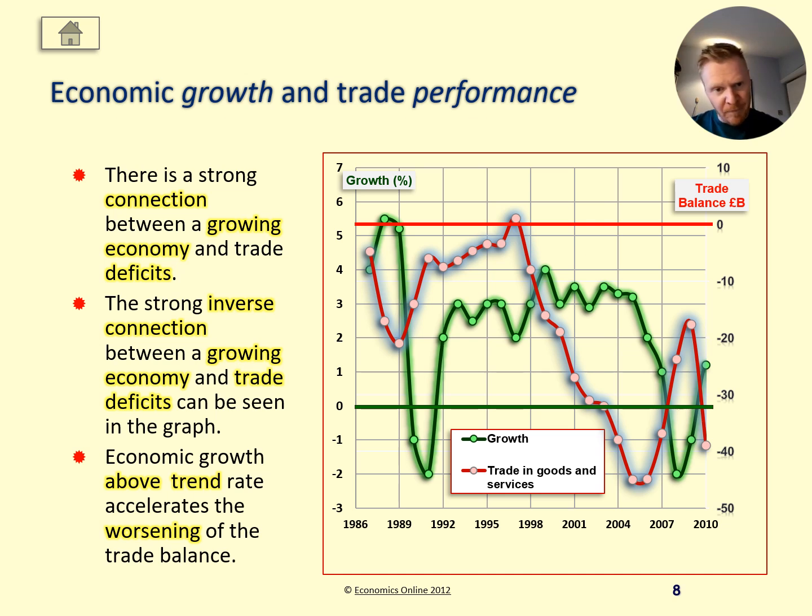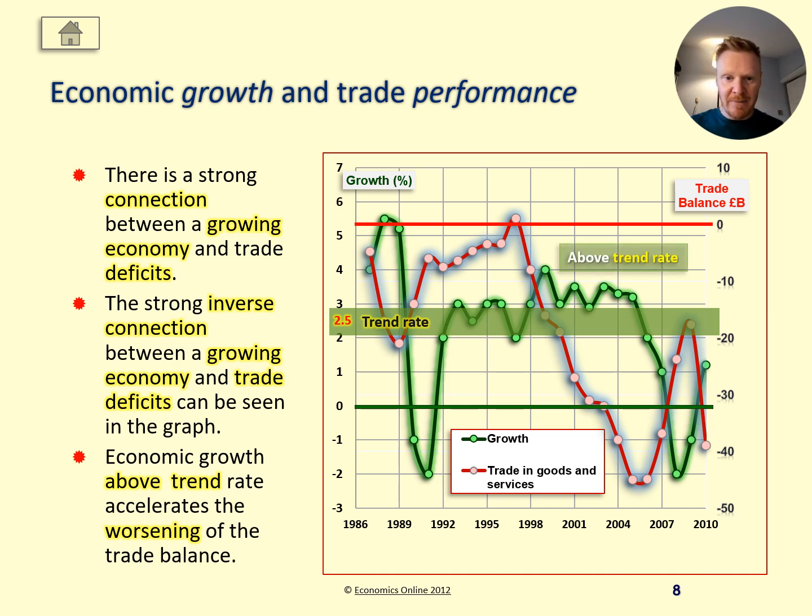So we can have a look here. Economic growth above the trend rate accelerates the worsening of the trade balance. And we've got some bits I can highlight here. 2.5 is traditionally the UK's trend rate of economic growth. And you can see when our green growth line is above that trend or on that trend, we have worsening trade in goods and services.